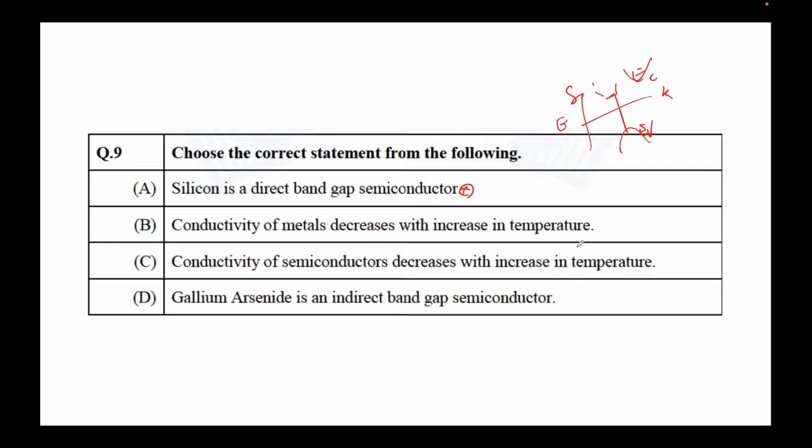Conductivity of metal decreases with increase in temperature. This is true. Conductivity of semiconductor decreases, this is false. We just discussed this in the first slide. And gallium arsenide is indirect, this is also false. Gallium arsenide is direct, I told you. You have discussed it. Very good. So the correct option is B.